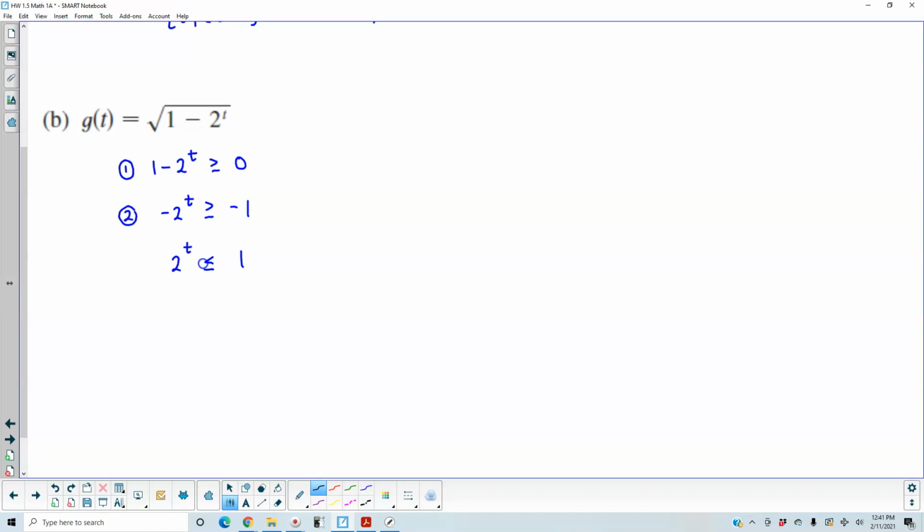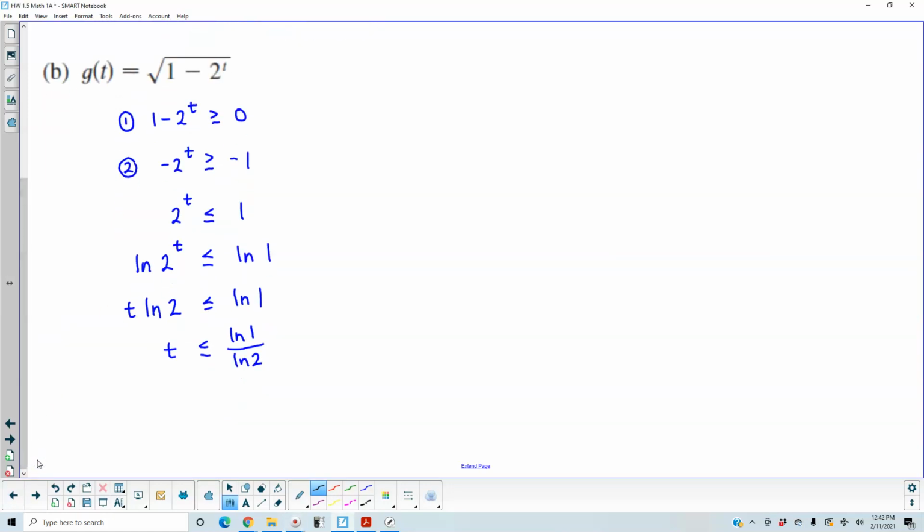And now if we want to take the natural log of both sides, we would have the natural log of 2 to the t, which is less than or equal to the natural log of 1. And then we can use the power property to factor out the t. So this is t times the natural log of 2, which is less than or equal to the natural log of 1. And then this becomes t, which is less than or equal to the natural log of 1 over the natural log of 2.